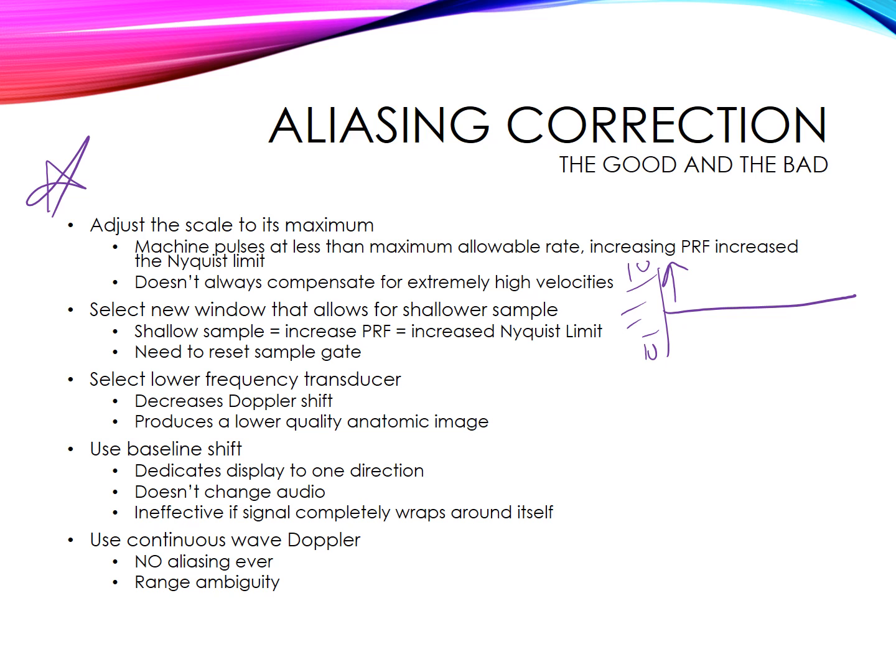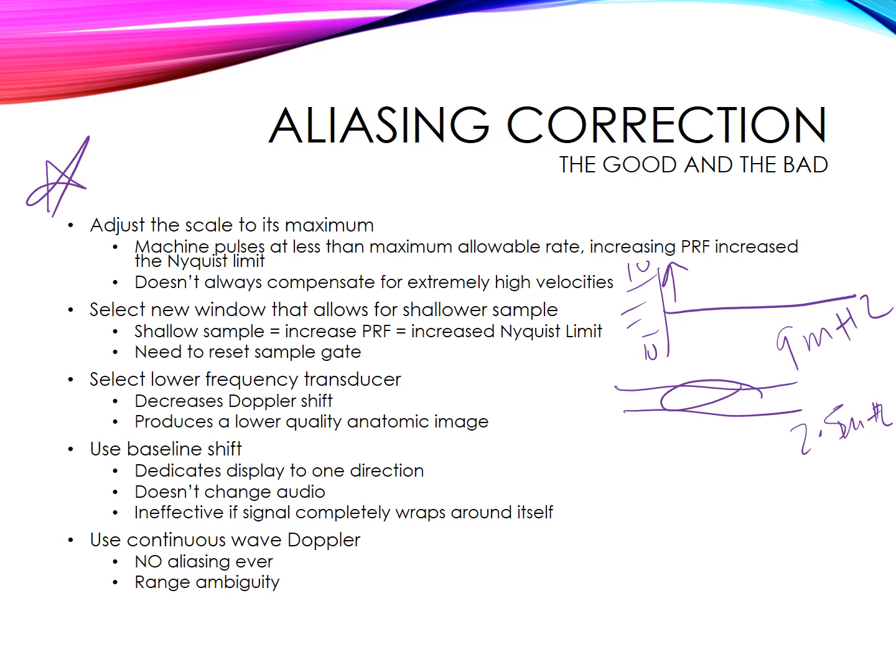The third option for correcting aliasing is to select a lower frequency transducer. Oftentimes we are imaging blood vessels with about a 9 megahertz transducer. Say we're getting lots of aliasing that we cannot correct for, then we could switch down to maybe a 2.5 megahertz transducer. That's going to create lower Doppler shifts, which will most likely not exceed the Nyquist limit. The problem with this though is that we're going to get lower quality anatomical images because our resolution is not as high with the low frequency.